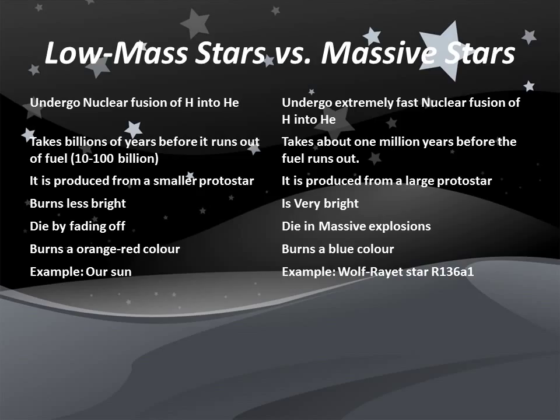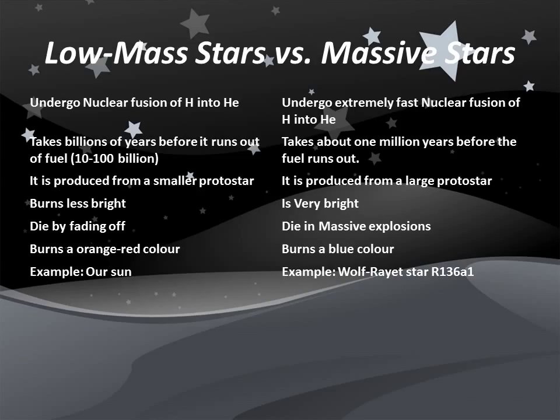Now, they both undergo nuclear fusion and they both turn hydrogen into helium. However, the massive stars go at a much, much faster rate. Therefore, that leads to the fact that low mass stars take billions of years before they run out of fuel. Our sun is estimated at 5, 6 more billion years, which leads up to almost 10 billion years before it runs out. Smaller stars actually can go up to 100 billion years before they run out of hydrogen. However, massive stars take just around 1 million years before the fuel runs out. So it has a very short lifespan.